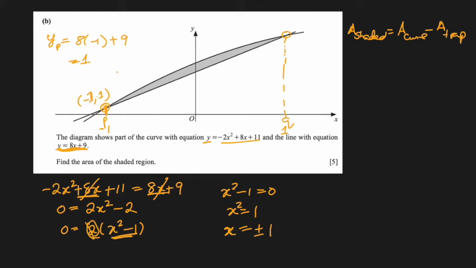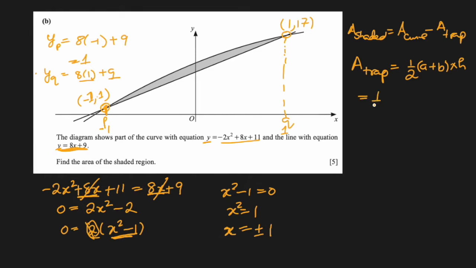Okay. Now let's find it for Q. Y coordinate of Q will be 8 times 1 plus 9, which is 17. Yeah, 17. So it will be 1, 17. And we got the area of the trapezium now very easily. Area of trapezium is half, first parallel line plus second parallel line, multiplied by the distance between them, correct?